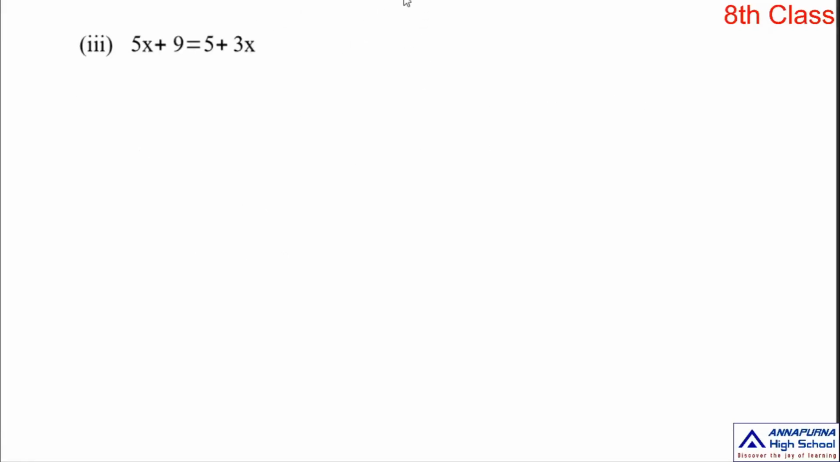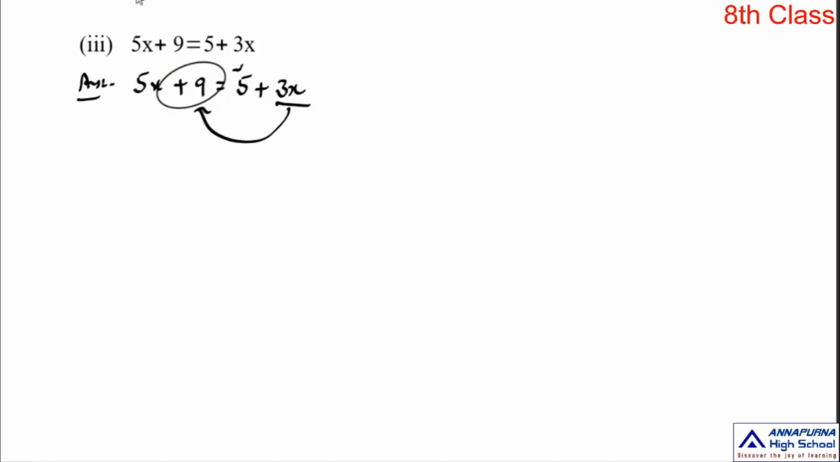Okay, let's come to the third one. Here the third equation is 5x plus 9 is equal to 5 plus 3x. Follow the steps. There are no like terms on the left side, and there are no like terms on the right side. On the left side we have a variable term and a constant term, on the right side also we have a constant term and a variable term. So transpose this variable term to the left side and transpose this constant term to the right side.